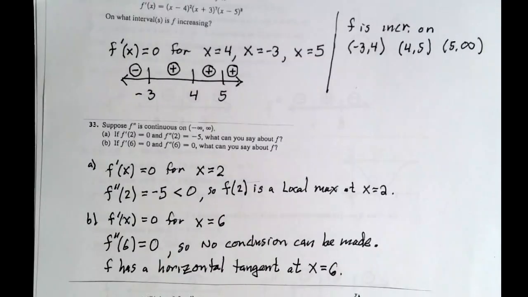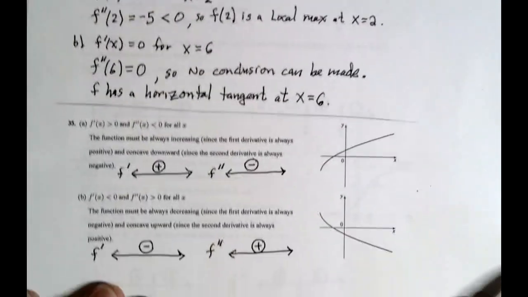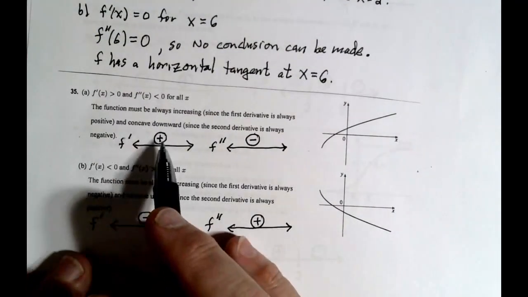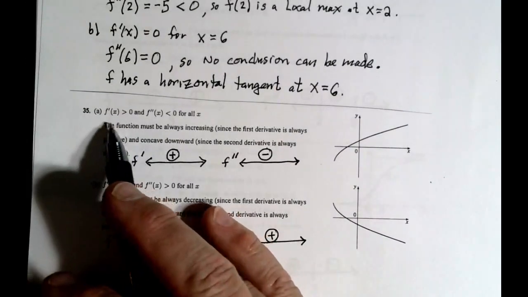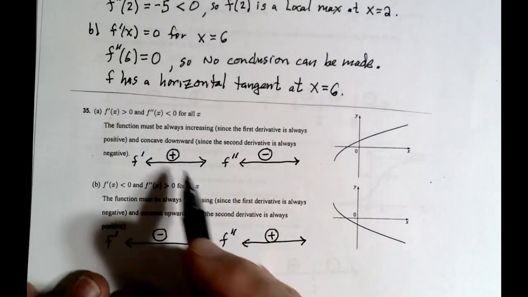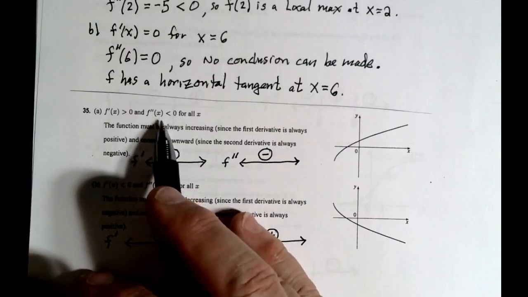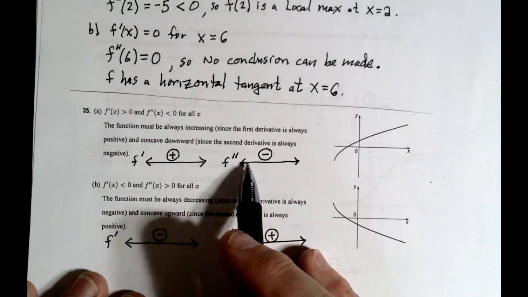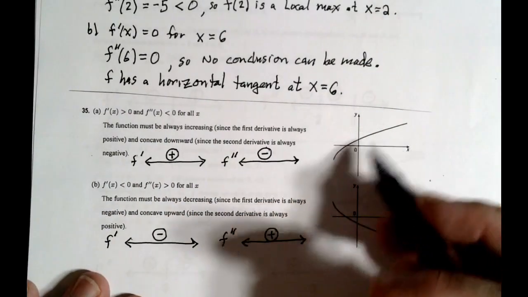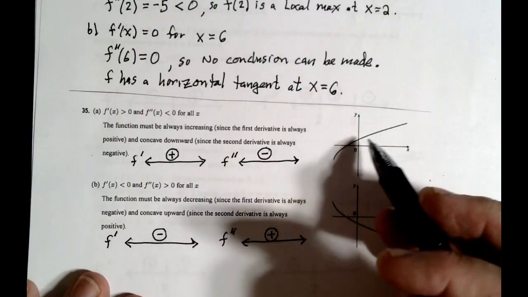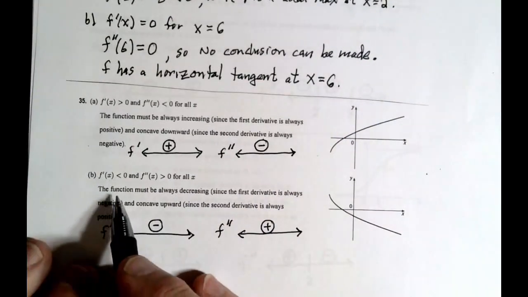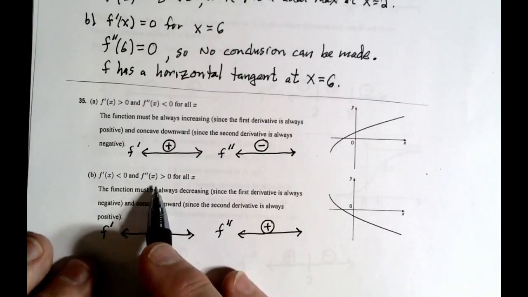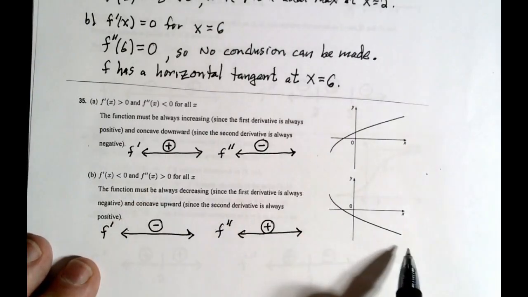Alright, so 31, well, let's look at 35. Now they're asking you to graph it based on the information they give you. So if f prime is always positive, that means it's forever increasing. And f double prime is always negative, that means it's always concave down. So it's got to be curved that way, and it's got to be going up always. And this one's always decreasing, and it's always concave up, so it's got to curve that way.